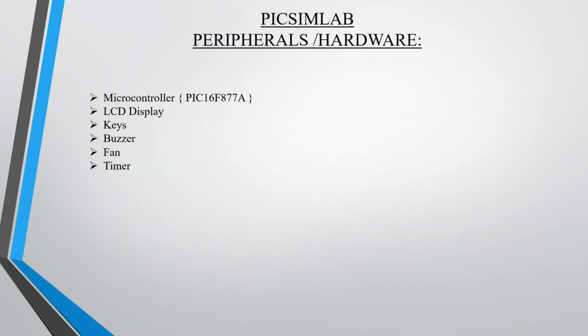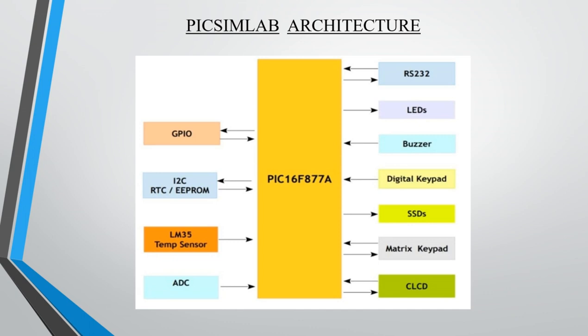Next, I'm going to tell you about PICSimLab peripherals, or hardware. The peripherals we use are microcontroller PIC 16F877A, LCD display, keys, buzzer, fan, and timer. This is the PICSimLab architecture. Here the PICSimLab consists of RS232, LEDs, buzzer, digital keypad, SSDs, matrix keypad, CLCD, GPIO, I2C, RTC, EEPROM, LM35 temperature sensor, and ADC.